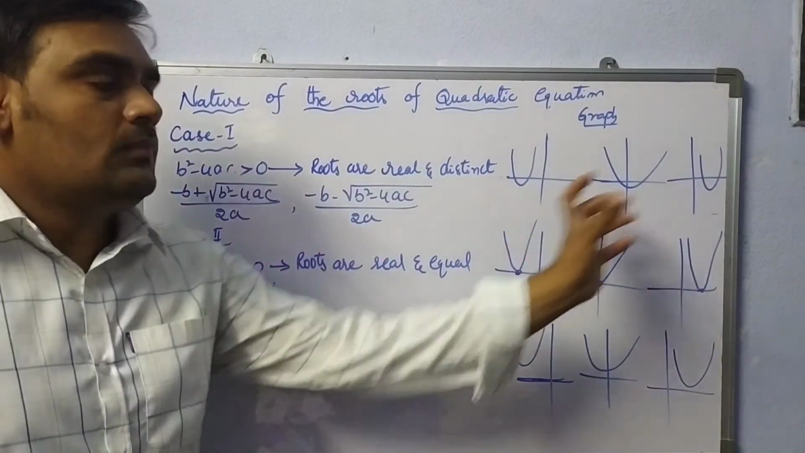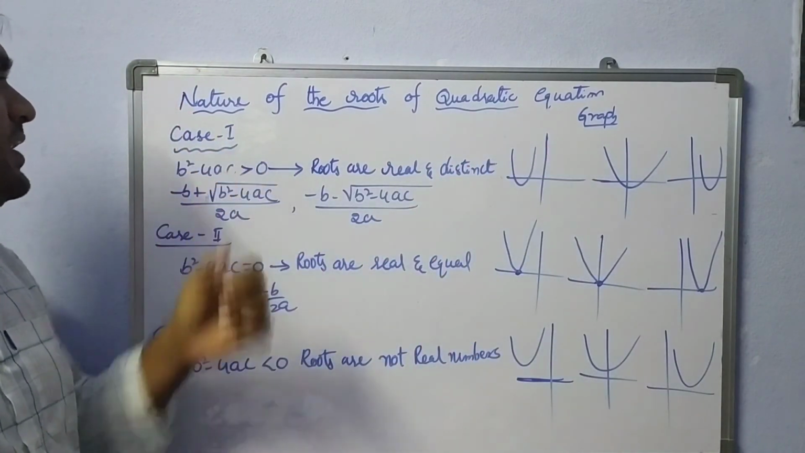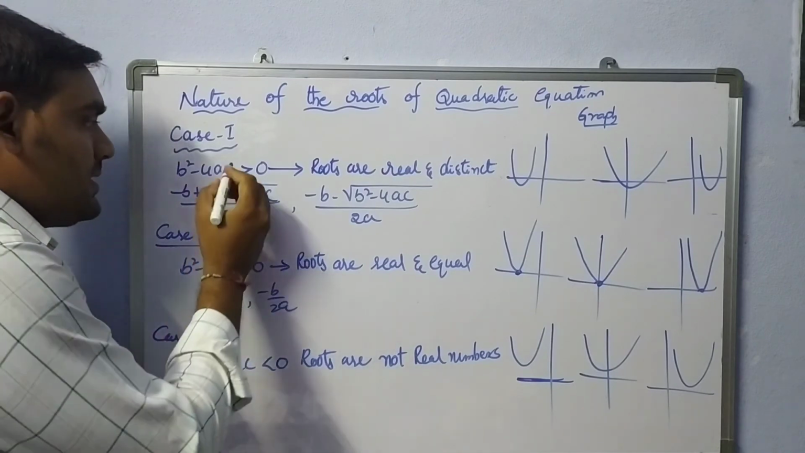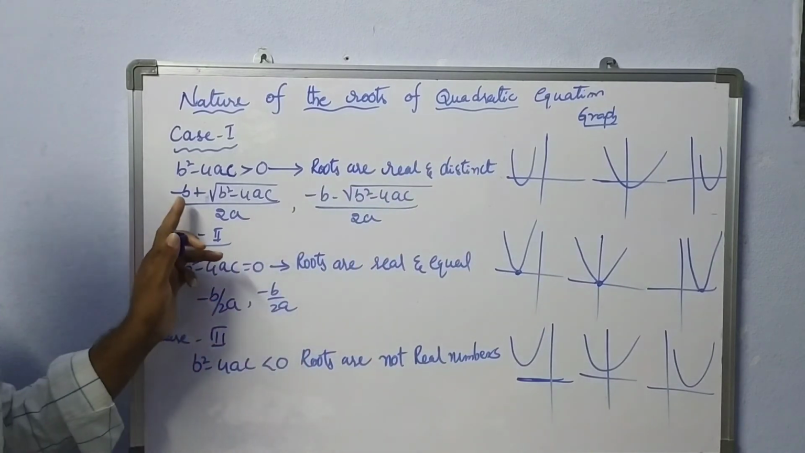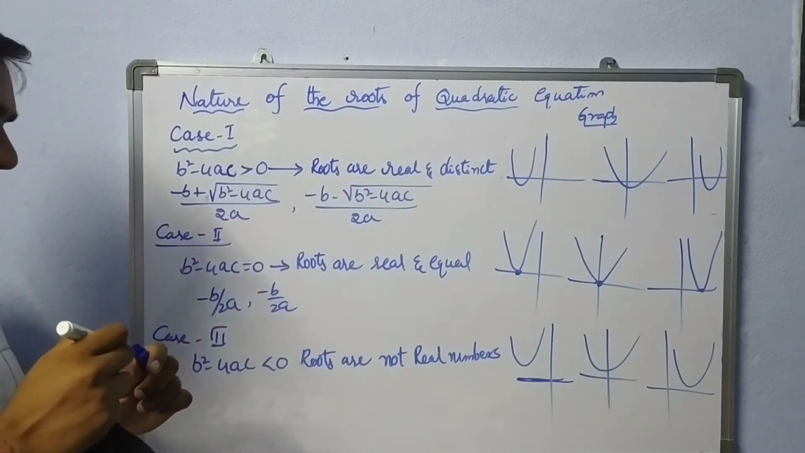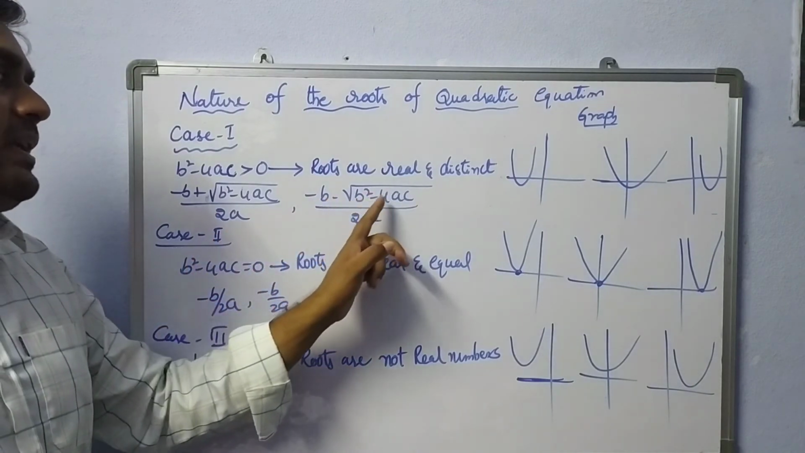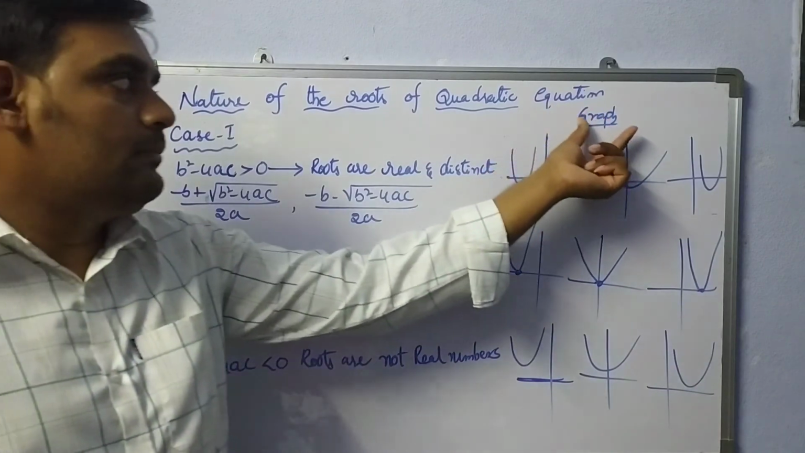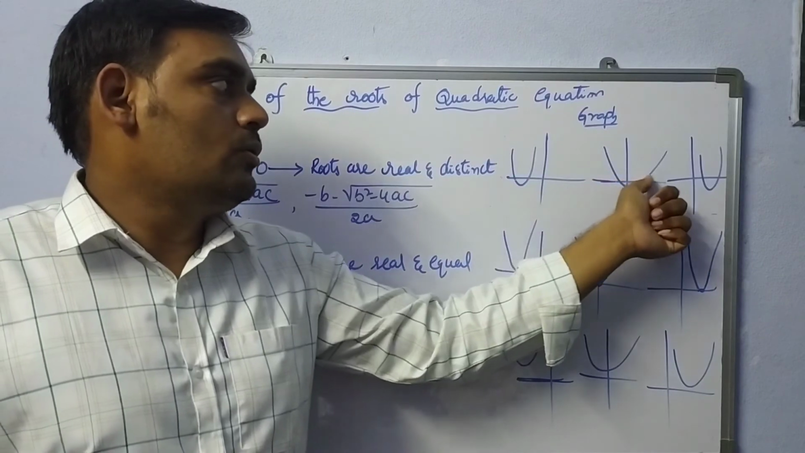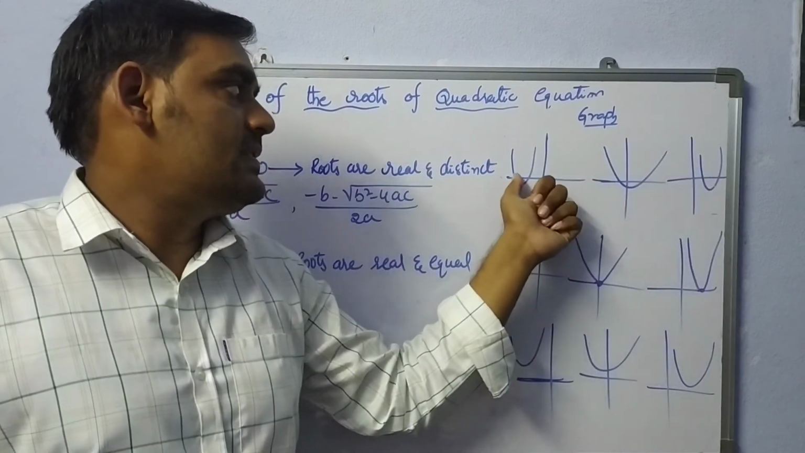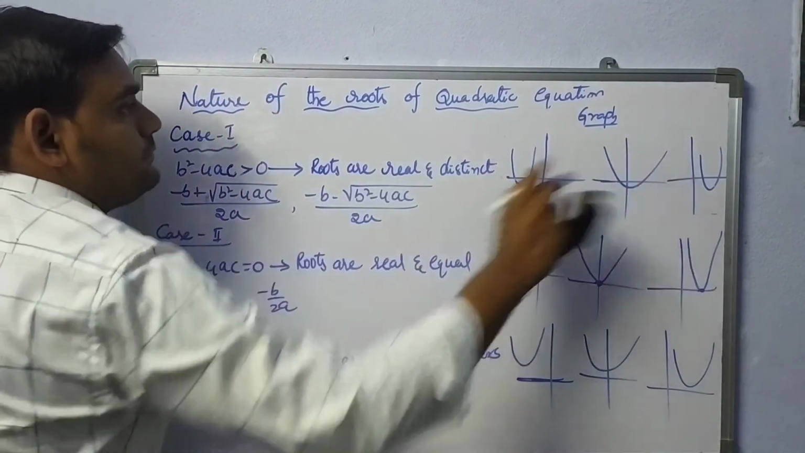Okay. Next. Here I have written everything. Case 1, b square minus 4ac is greater than 0. Conclusion: roots are real and distinct. Those are minus b plus square root of b square minus 4ac by 2a, and minus b minus square root of b square minus 4ac by 2a. At that time, the graph will be like this. It touches the x-axis at 2 points, one here and another one here.